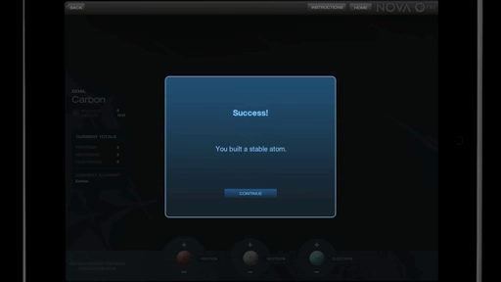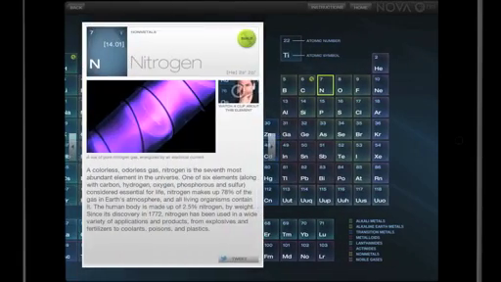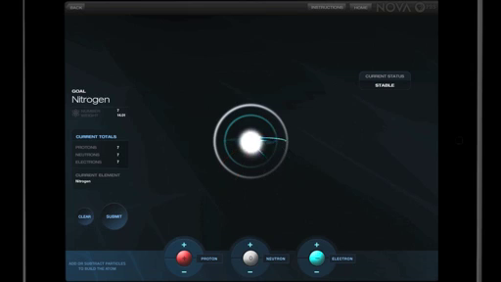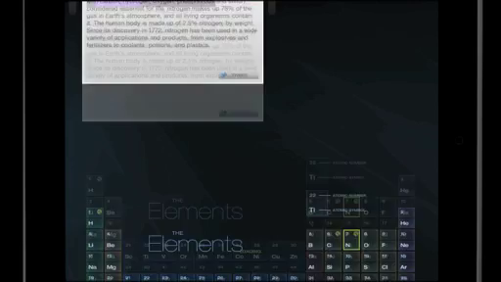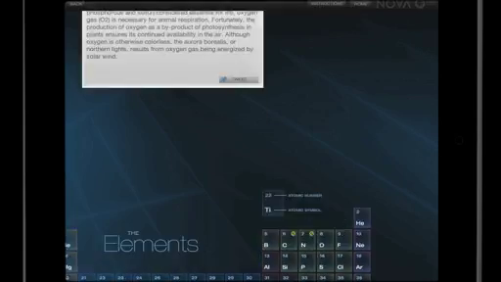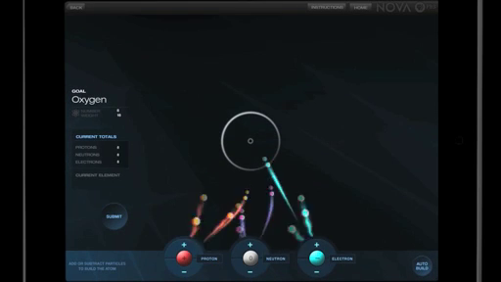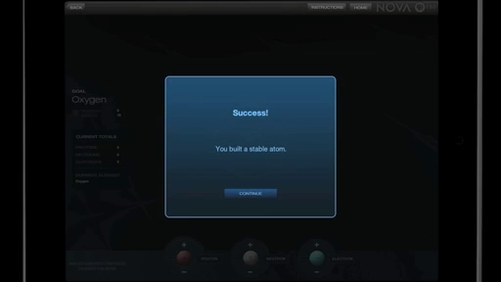Nice work! Well done! A perfectly built atom.